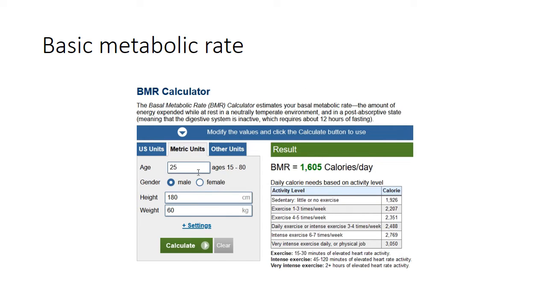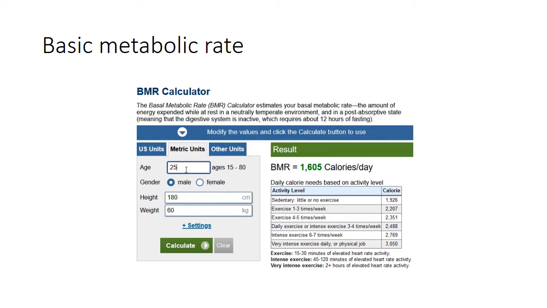So here we have a male, 25 years old, 180 centimeters tall and 60 kilos. And they have a basic metabolic rate of 1,600, which is the amount of calories their body will use just laying completely still. And you can see that if they have intense daily exercise, a physical job, they will spend about double, around 3,000.